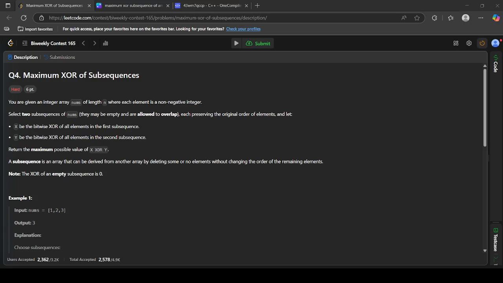Hello, in this video let's discuss the fourth question of today's contest. You are given an integer array nums of length n where each element is a non-negative integer. Select two subsequences of nums. They may be empty and they are allowed to overlap, each preserving the original order of elements.